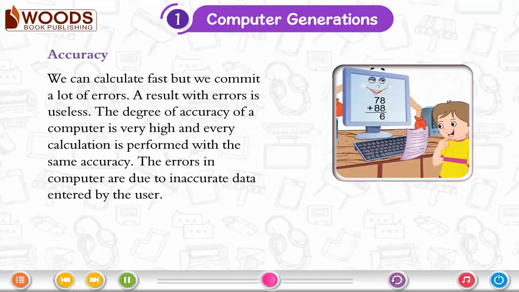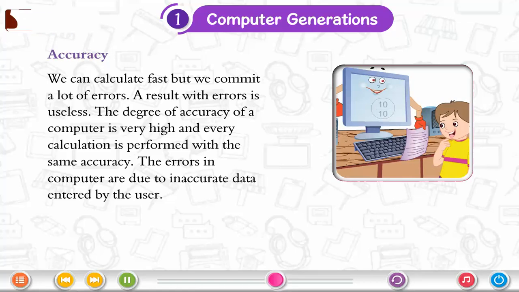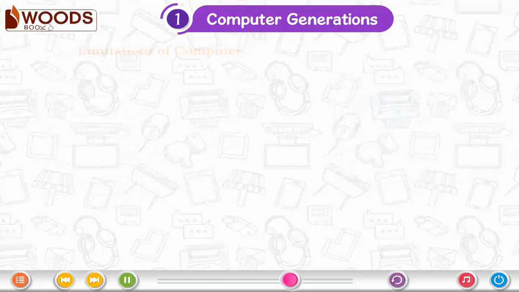Accuracy. We can calculate fast, but we commit a lot of errors. A result with errors is useless. The degree of accuracy of a computer is very high and every calculation is performed with the same accuracy. The errors in a computer are due to inaccurate data entered by the user.